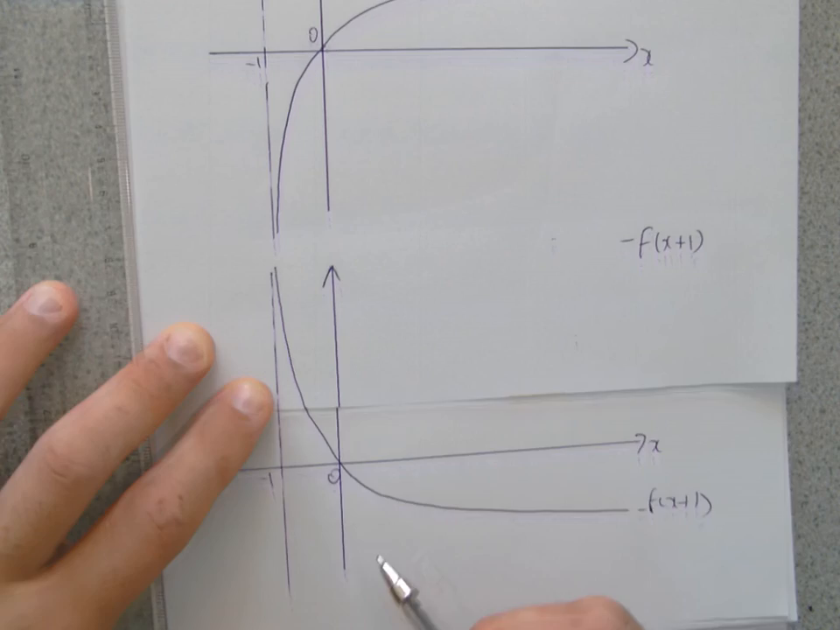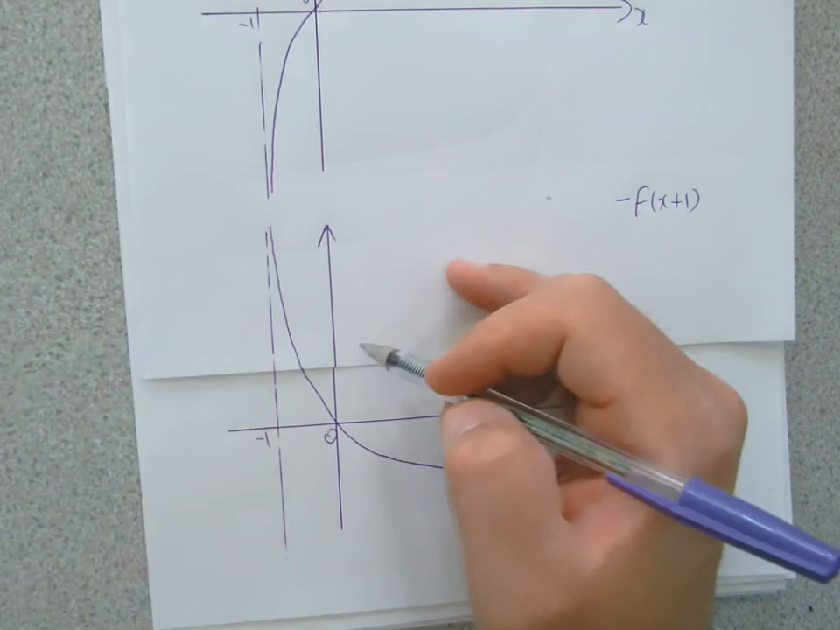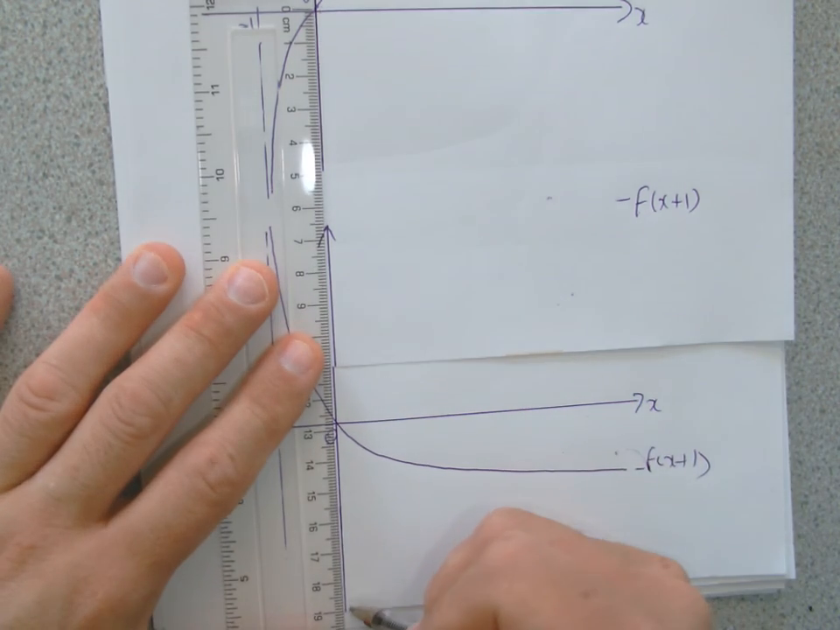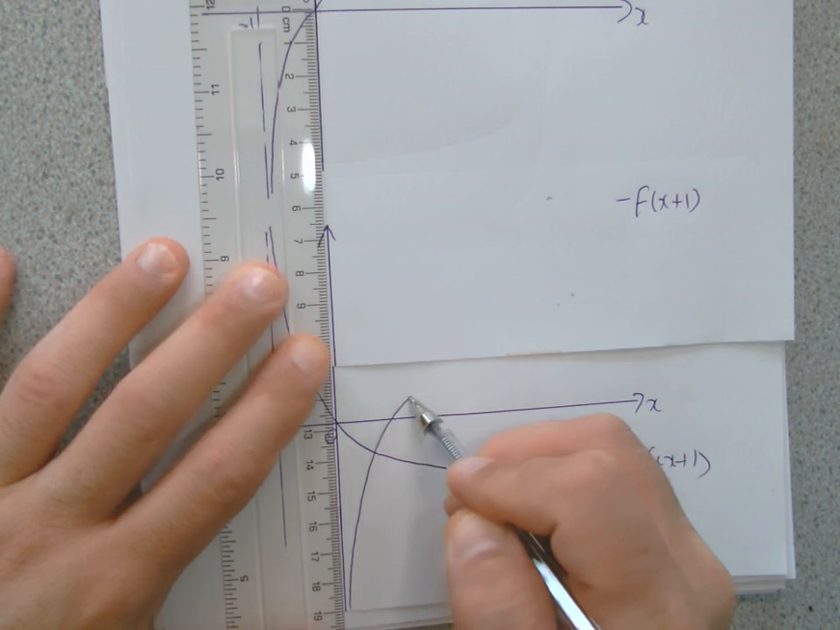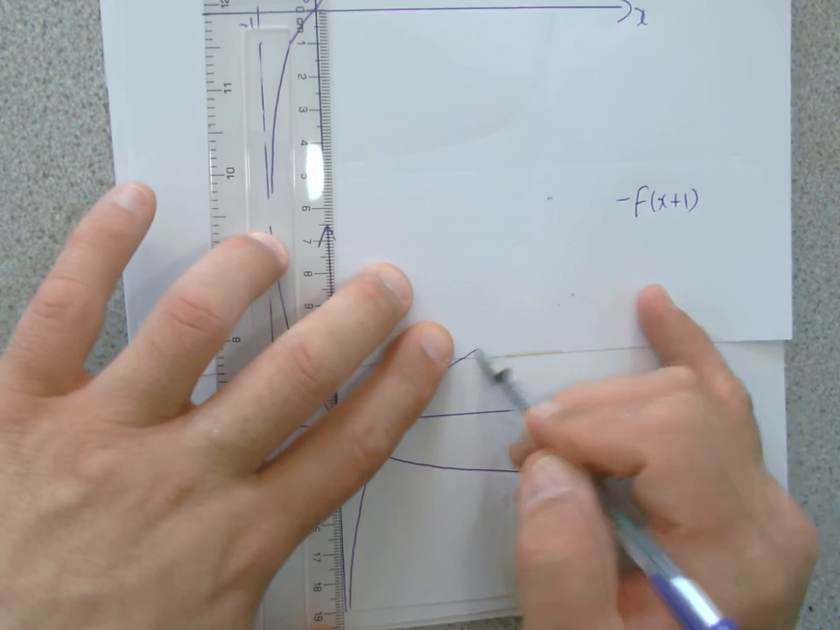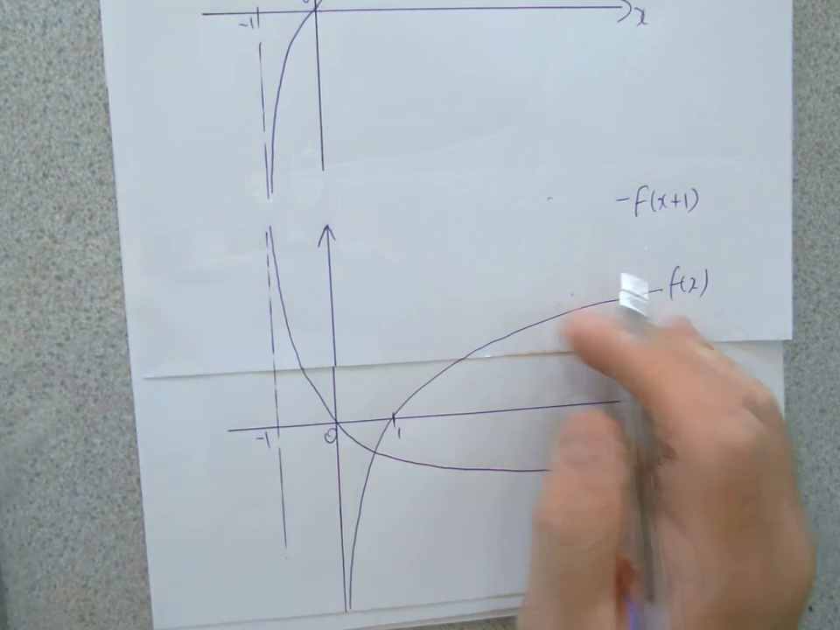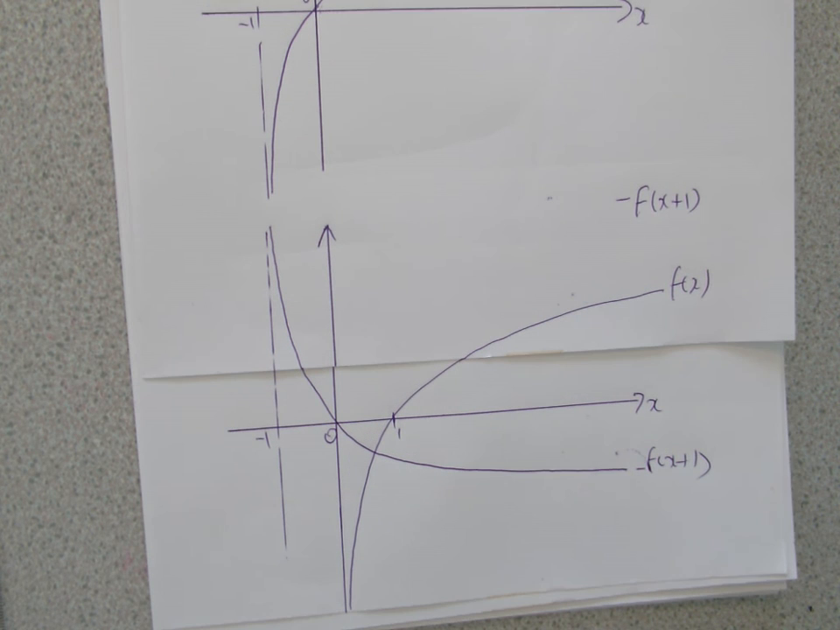And it did say, on the same axis, draw f of x. So we need to also then draw your ln x. So we have there that it crosses at 1. So you've got every detail then on our graph.